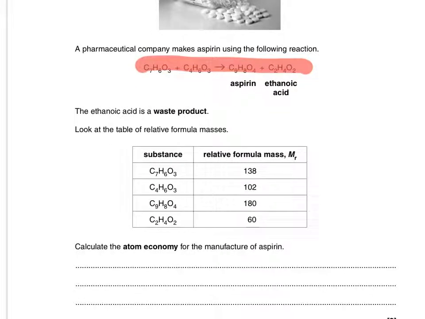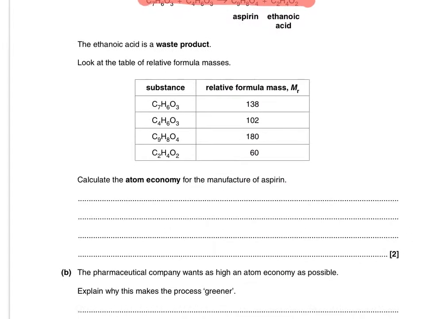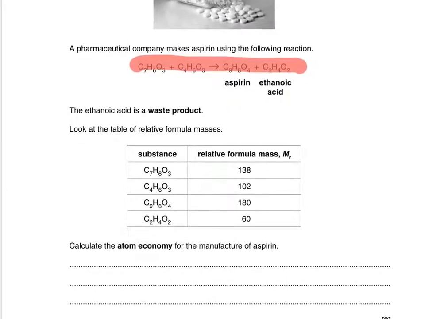So, ethanoic acid is a waste product. Look at the table of relative formula masses. Calculate the atom economy for the manufacture of aspirin. So you should remember that the atom economy is going to be the Mr of desired products divided by the sum of the Mr of all products times by 100. All right. So here we go.